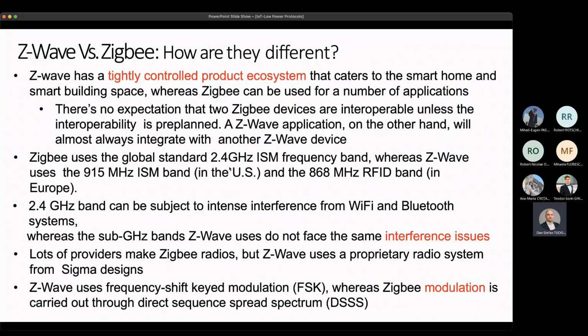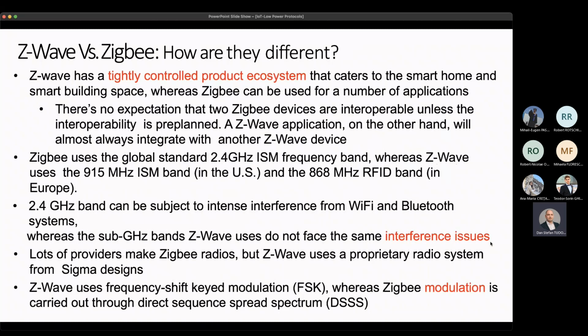ZigBee uses the 2.4 gigahertz frequency band, whereas Z-Wave uses the lower data rate 915 band in the US and the 868 megahertz RFID band in Europe. The 2.4 gigahertz band can be subject to interference, so this is why it's not preferred by the Z-Wave devices. At the same time, it's a lower data rate, so you cannot send as much information through an 868 megahertz band here in Europe, but that's not necessary for most Z-Wave applications.